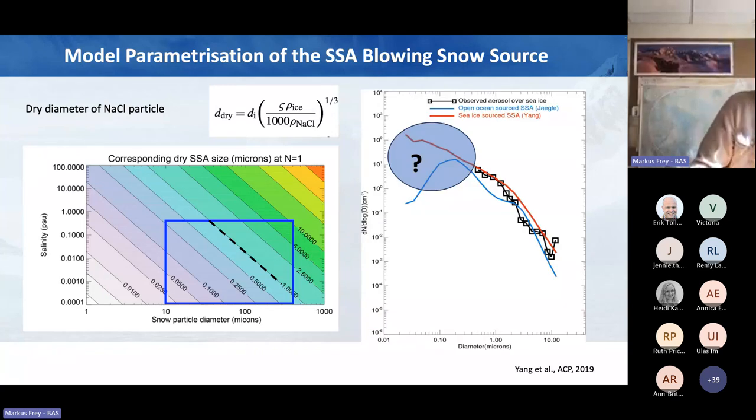And here on the right-hand side, the size distribution of observed sea salt aerosol during blowing snow, and in red the model prediction. So the model predicts a lot of fine aerosol, but to date, there were no observations to actually validate this prediction.